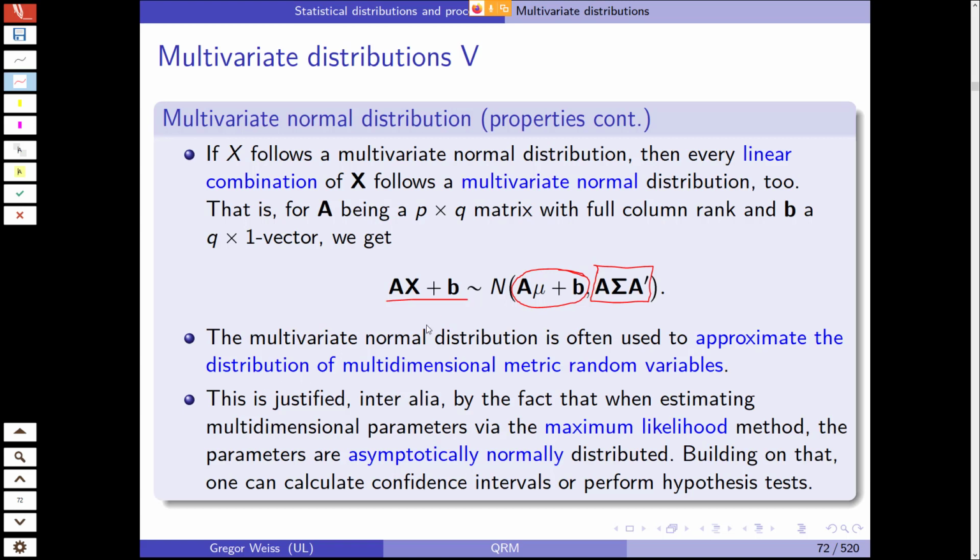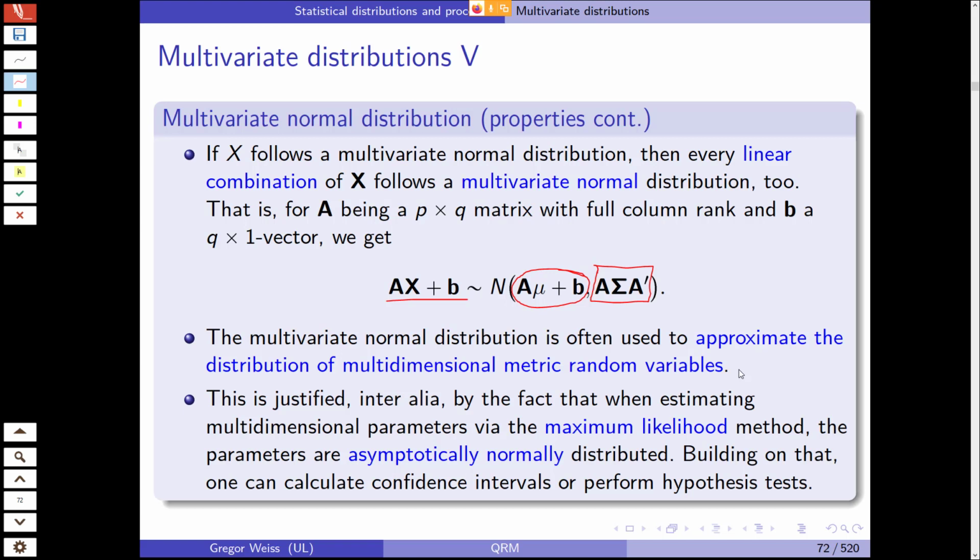And the multivariate normal distribution is often used to approximate the distribution of multidimensional metric random variables because of the central limit theorem, zentraler Grenzwertsatz, and we'll be talking a lot about the pros and cons of using the multivariate normal distribution in this lecture.